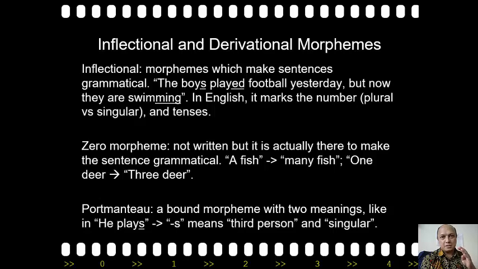It cannot be seen, but it's there. And that's why it's called zero morpheme. One deer, one single deer, and three deer. Still, the morpheme is not visible because it's zero, but you know that it's there, to mark the plural form of deer.